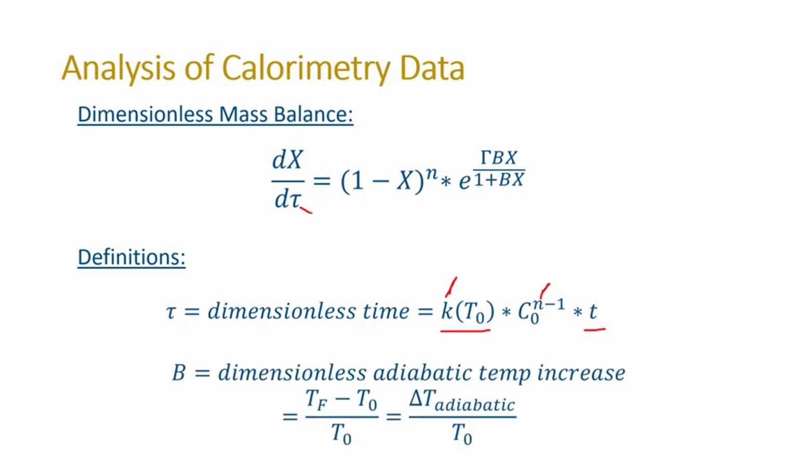Another dimensionless term is this capital B. Capital B is the dimensionless adiabatic temperature increase. So this is information that we can pull directly out from our temperature versus time data set. So B is equal to the final reaction temperature minus the reaction onset temperature, which we saw when we defined conversion as the adiabatic temperature change, and that's divided by the onset temperature.